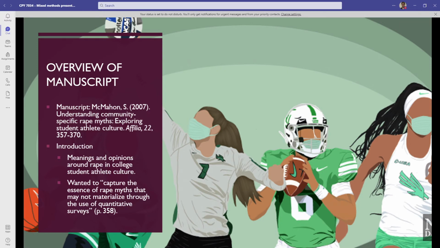So to explain this process further, we used a manuscript by Sarah McCollum, which was Understanding Community-Specific Placement, Exploring Student-Athlete Culture. In this study, the meanings and opinions around race in college student-athlete culture were examined through both quantitative and qualitative research. Through this research, we wanted to capture the essence of rape myths that may not materialize in the use of quantitative surveys.